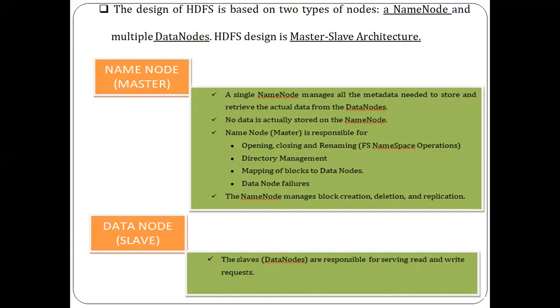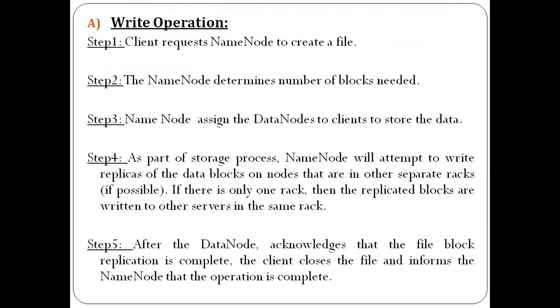Finally, the data node, this is the slave part which is responsible for read and write requests, which will handle the read and write requests. First we'll look at the write operation. Write operation has 5 different steps. First step is the client requests the name node to create a file.